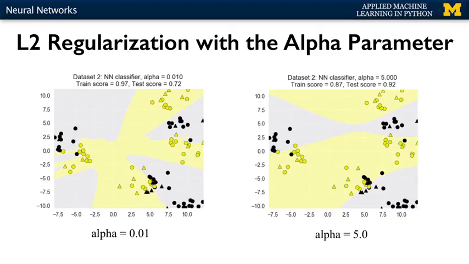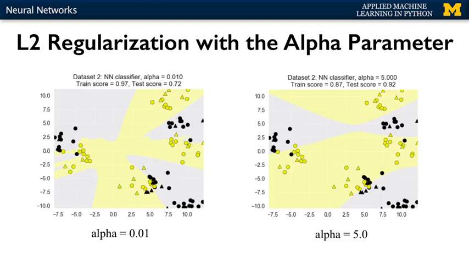Here's the graphical output of this notebook code. You can see the effect of increasing regularization with increasing alpha. In the left plot, when alpha is small, the decision boundaries are much more complex and variable, and the classifier is overfitting, as we can see from the very high training set score and low test score.